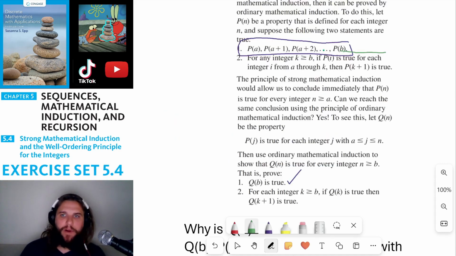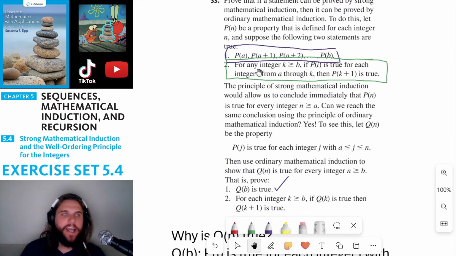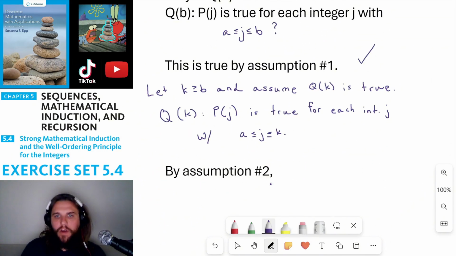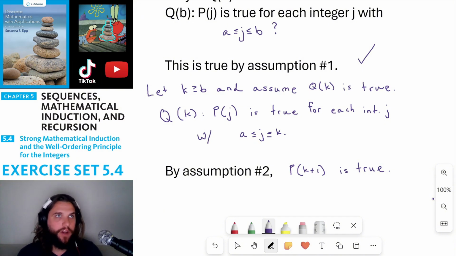Now the second property tells us that if P of i is true for each integer i from a through k, that's what we have here. We have an integer j that is bounded between a and k. Then according to the second assumption, that means that P of k plus 1 is true. So by assumption number 2, P of k plus 1 is true. But this isn't exactly what we wanted. We're almost there. We want to show that Q of k plus 1 is true. That's the goal of this inductive step.